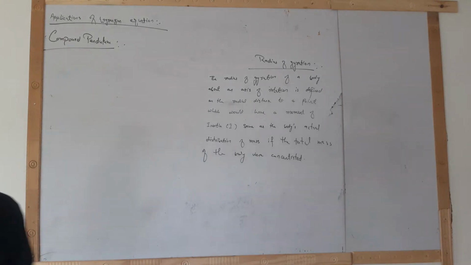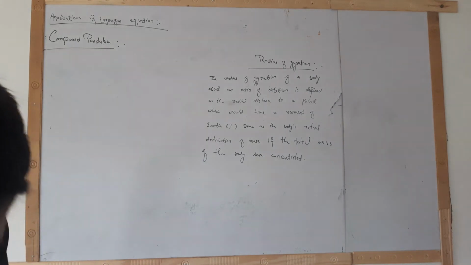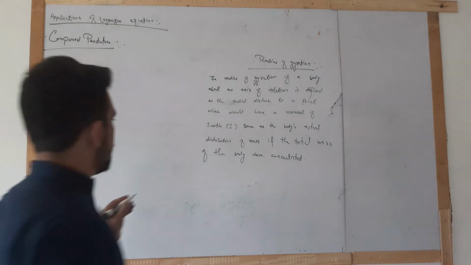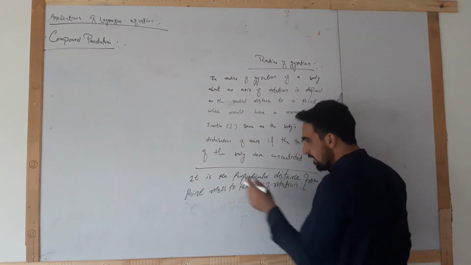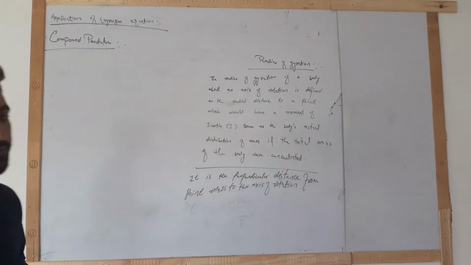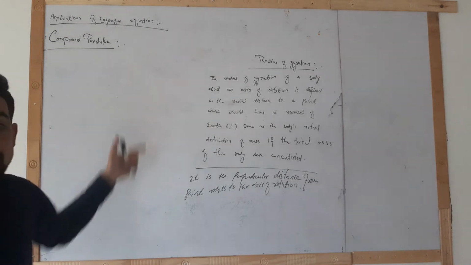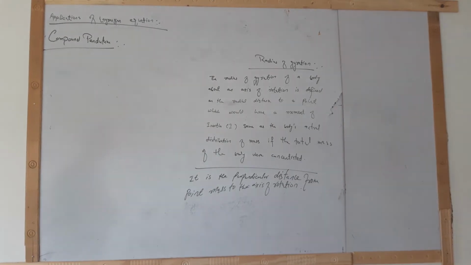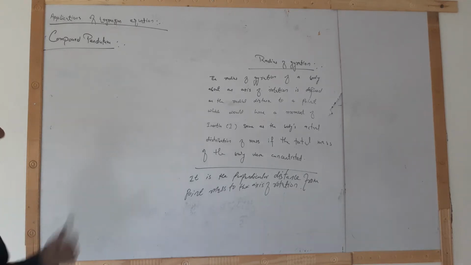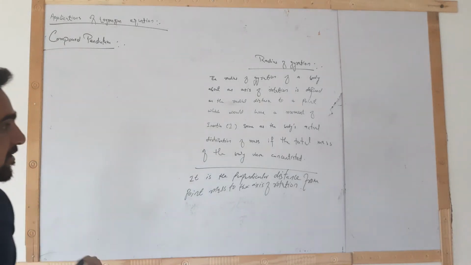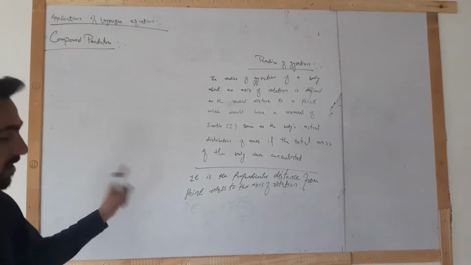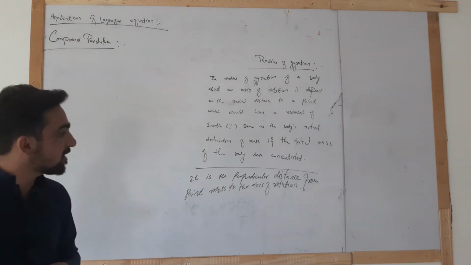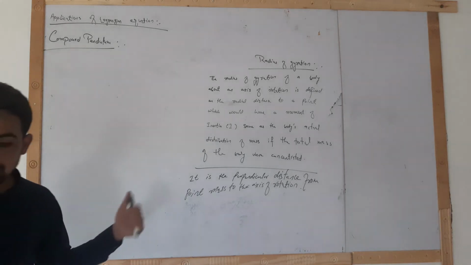Let us make it a bit simpler for ourselves. We have two types of definition. One says that the radius of gyration of a body about an axis of rotation is defined as the radial distance to a point which would have the moment of inertia the same as the body's actual distribution of the mass if the total mass of the body were concentrated. And the other one is that it is the perpendicular distance from the point mass to the axis of rotation.